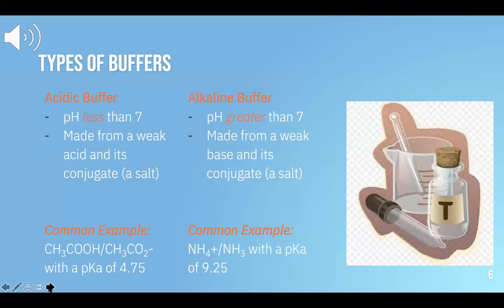There are two different types of buffers. The first type of buffer is called an acidic buffer, which usually has a pH of less than 7. They are generally made from a weak acid and one of its salts. A common acidic buffer is a mix of ethanoic acid and sodium ethanoate, which has a pKa of about 4.75 when combined together. The pH can be changed by adjusting the ratio of acid to salt or by changing the acid. The second buffer is an alkaline buffer, which usually has a pH greater than 7. It is made from a weak base and one of its salts. A common alkaline buffer is a mix of ammonia and ammonium chloride solution. They have a pKa of about 9.25 when they are combined together.